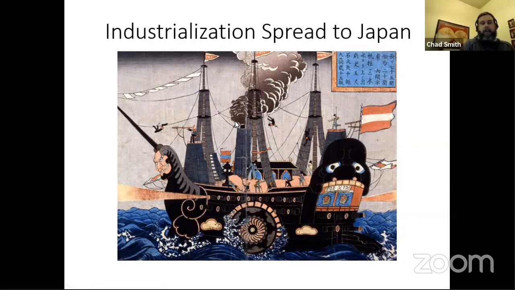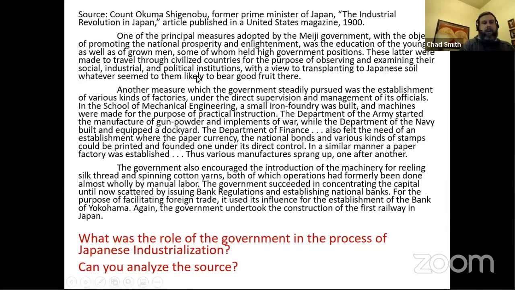Take a moment and look at this document here. I want you to read this document and I want you to answer the questions at the bottom. What was the role of the government in the process of Japanese industrialization? And can you analyze the source? I'll give you 2 minutes.